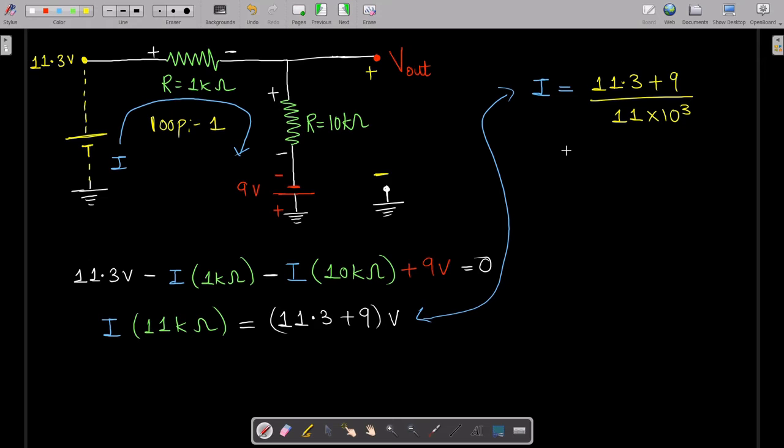So I got the value of current as 1.84 into 10 raised to minus 3 ampere. That means I got the value of current as 1.84 milliampere. So this is the value of current which I got, and let me highlight it with the help of a box.